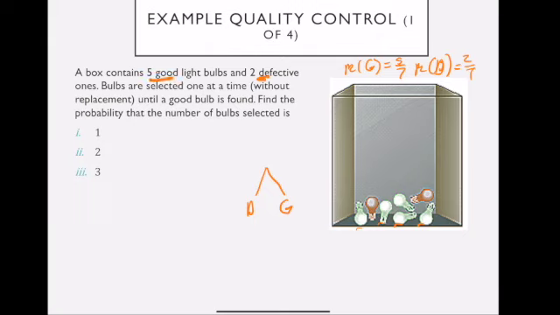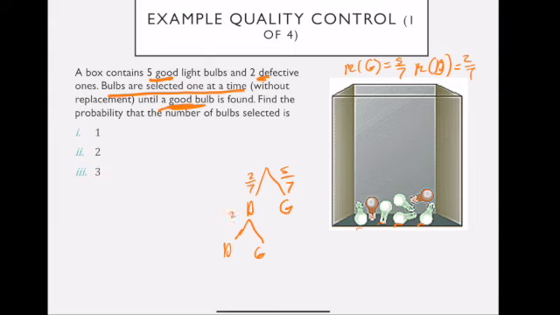So I put my probabilities here. The probability of drawing a defective light bulb is 2/7, and the probability of drawing a good light bulb is 5/7. But once I draw a good bulb, I stop, right? Bulbs are selected one at a time until a good bulb is found. So this root of our tree right here is done. Next, I drew a defective light bulb, so I have to draw again. The probability of me drawing a defective light bulb again is no longer 2/7.